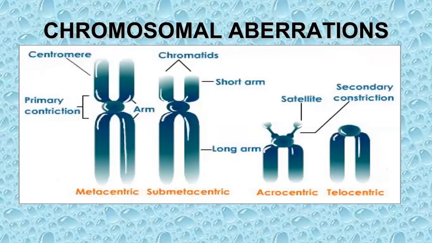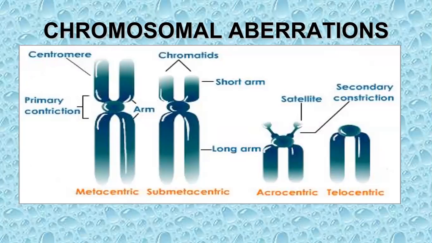Okay, so good afternoon, students. Today we are going to study the first chapter from your syllabus. This is SYBSc Botany, Paper 2, Chapter Genetics, under that chromosomal aberrations.